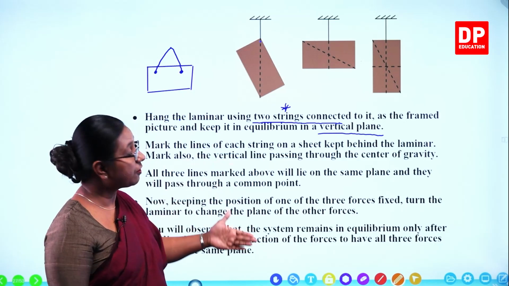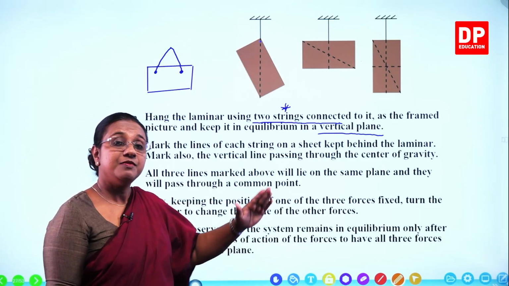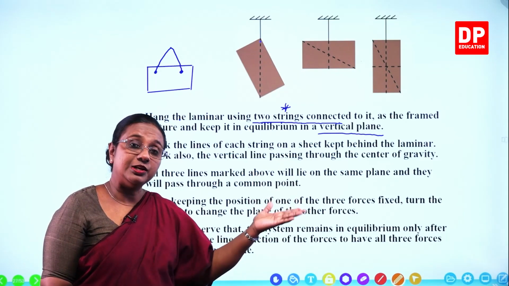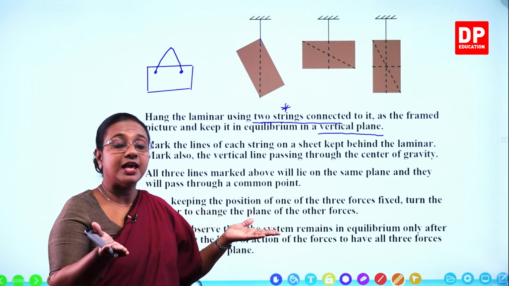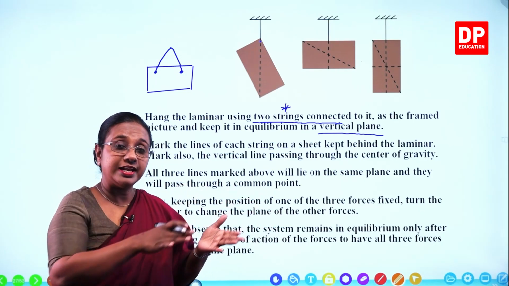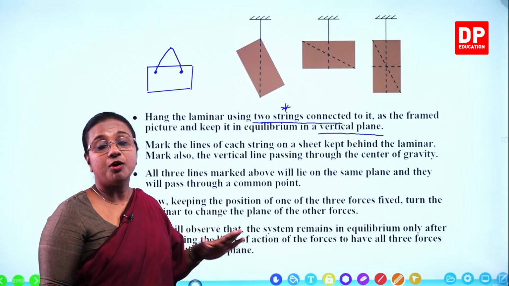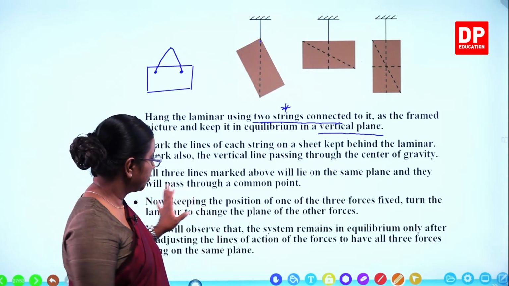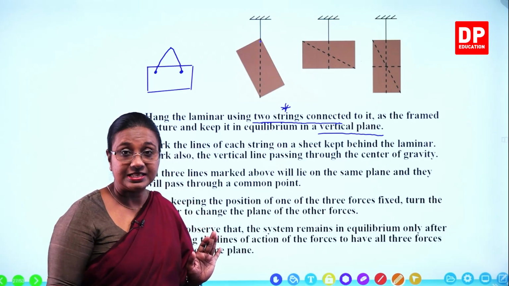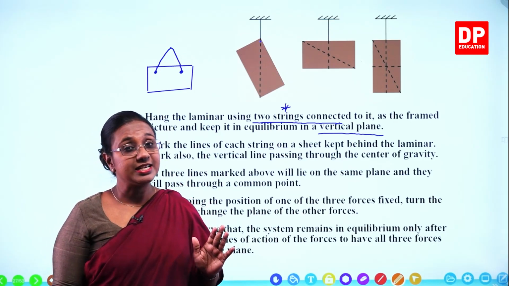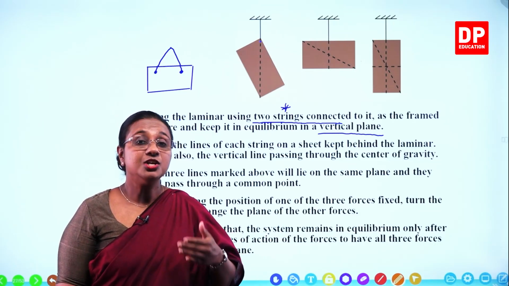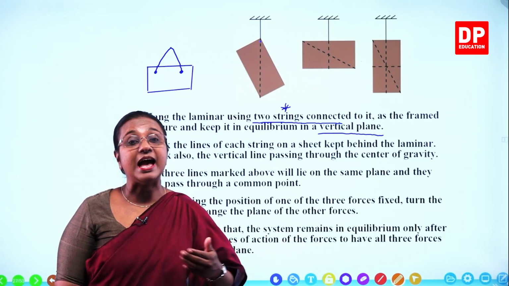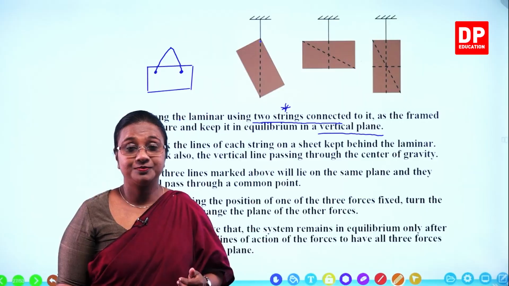So, now the plane of the lamina is this. We need to tilt it. We need to change the plane. Maybe we can have it horizontally or at an angle, and we need to observe whether we can achieve equilibrium. So that is the activity. I am sure students you all can understand the activity clearly. So we will go to the lab and do the activity now.